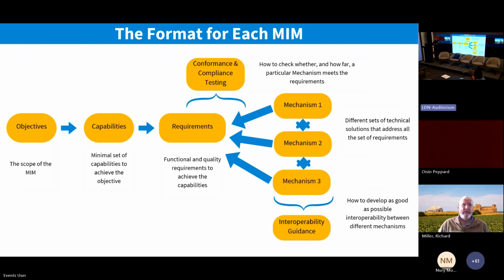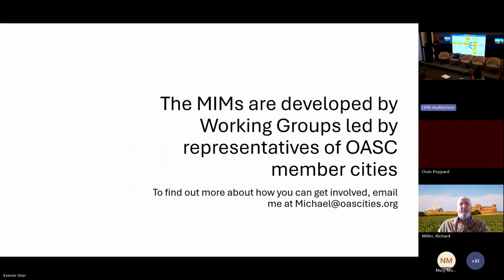We've got a format that we use to develop each of these MIMs. That's been standardized through the ITU as back in July last year. And it provides us with a very simple step-by-step process of identifying what challenge we're trying to address, what are all the key issues that need to be addressed within that, what requirements need to be set up to enable that to work, and then what different options cities have in order to put that into practice. So we're working on those MIMs.